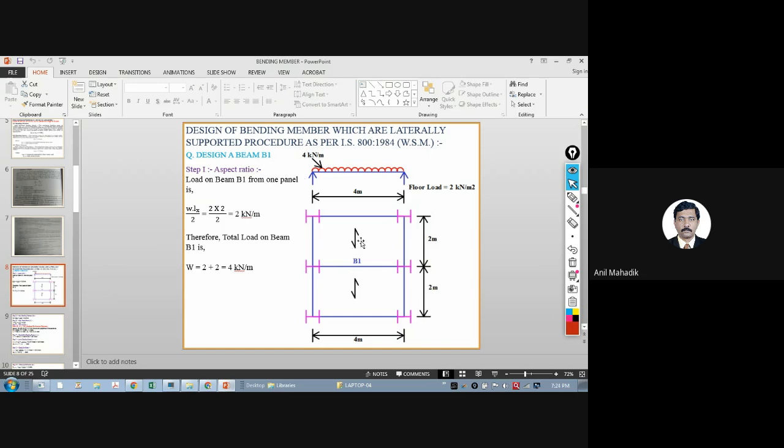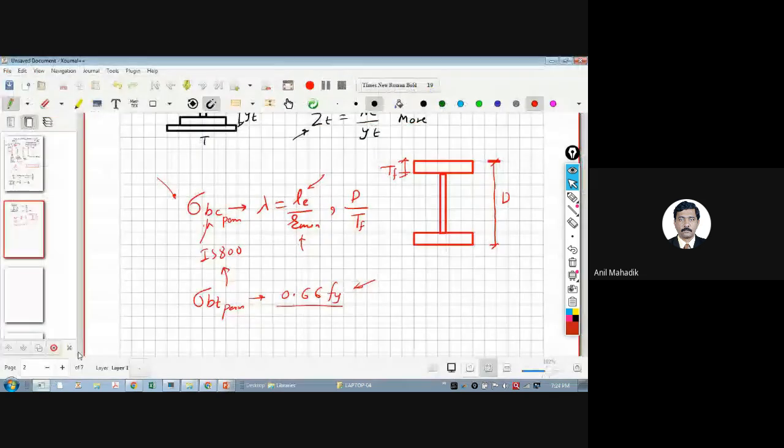Laterally supported means, let's say this is a slab. If it is laterally supported, then I can say that it is fully restrained, and if it is fully restrained, then for this value sigma BC permissible I can also take 0.66 Fy. If you can assure that the beam is not buckling in compression, then I can take sigma BC permissible as 0.66 Fy.